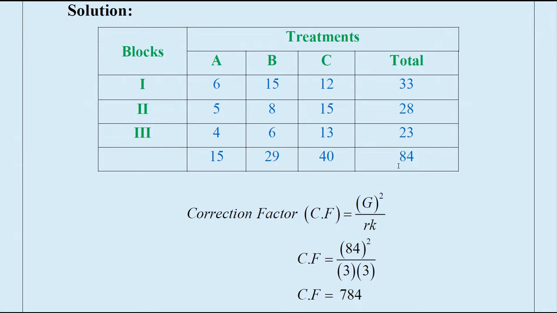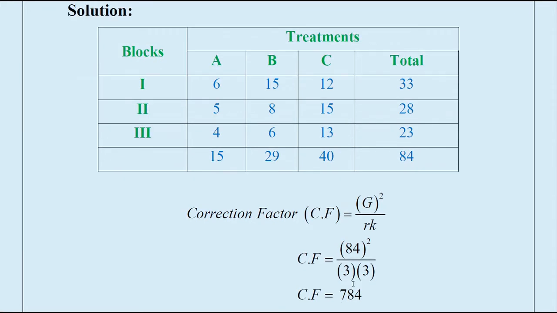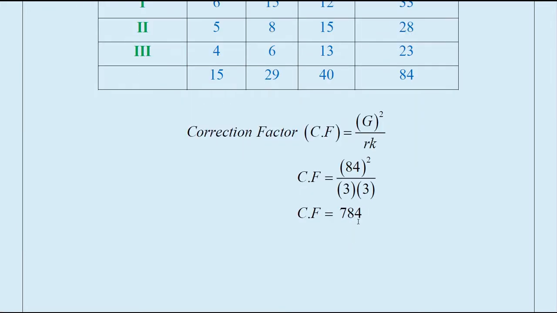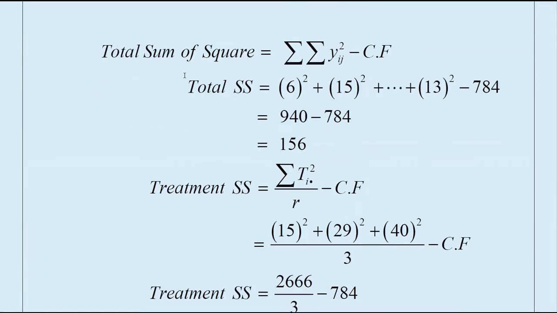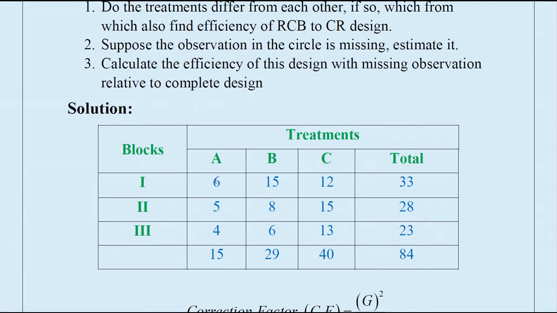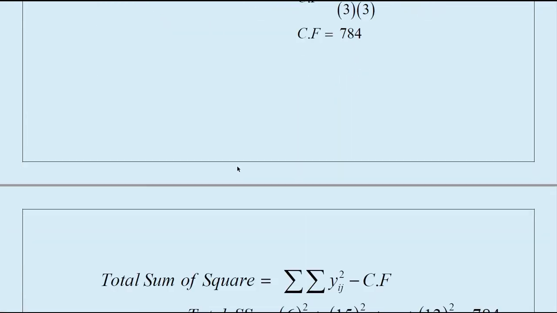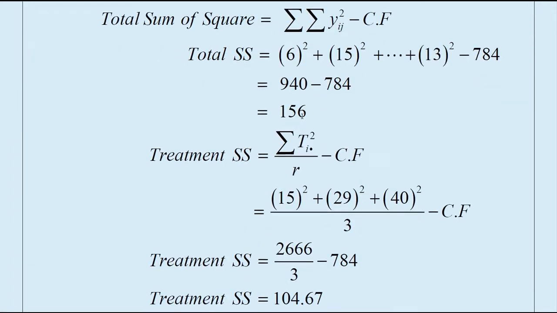So the grand total is 84 and we have 3 replications and 3 treatments. So the answer is 784. Next we calculate the total sum of squares, which is the sum of Yij squared minus the correction factor. Yij represents each observation. The double sum shows some variation on the treatment sides and other variation on the block sides. So 6 squared plus 15 squared and so on up to 13 squared minus 784. The answer is 156 after simplification.